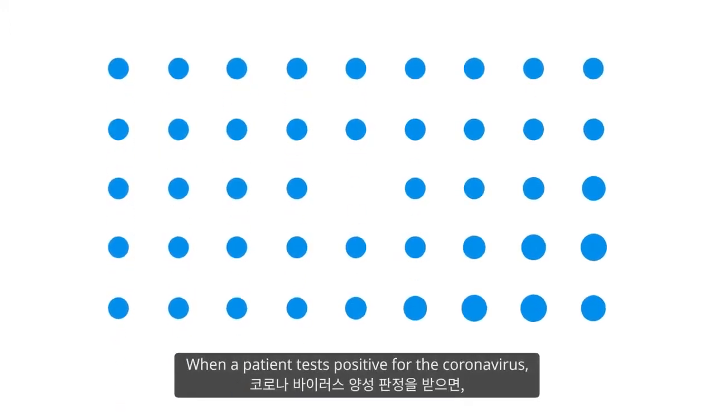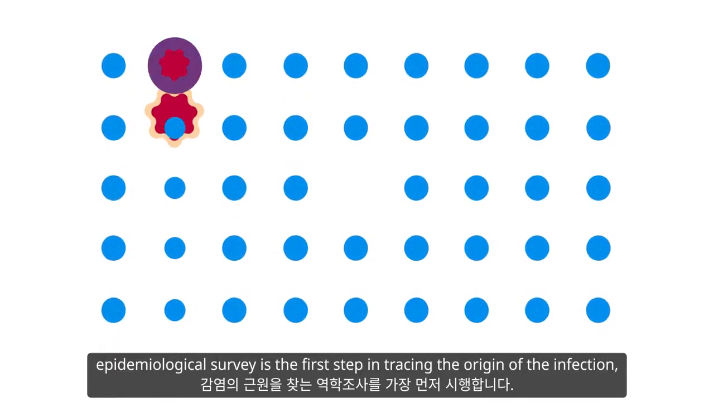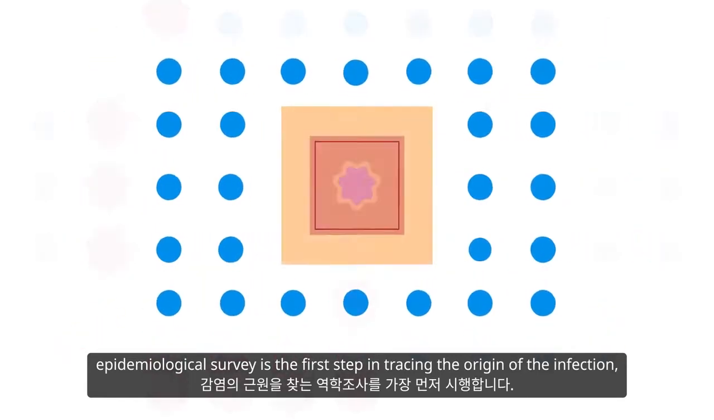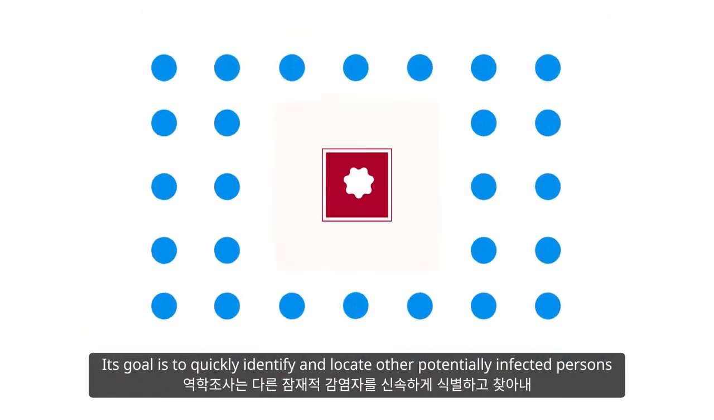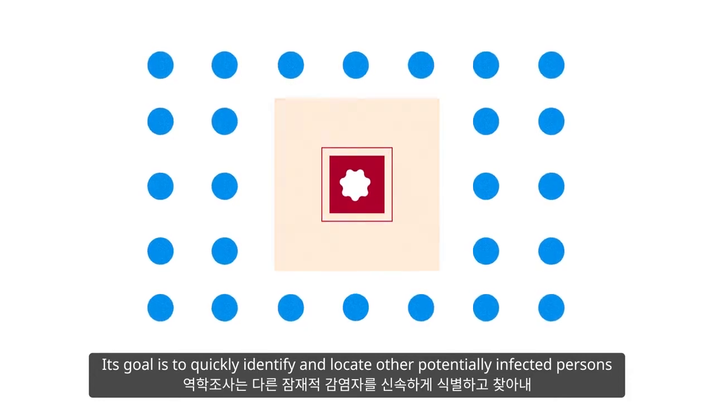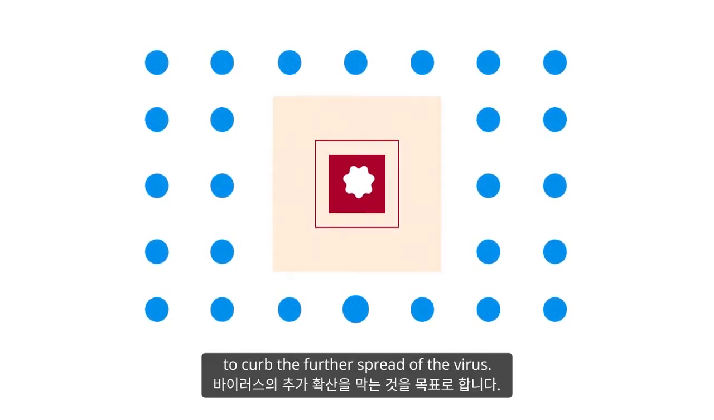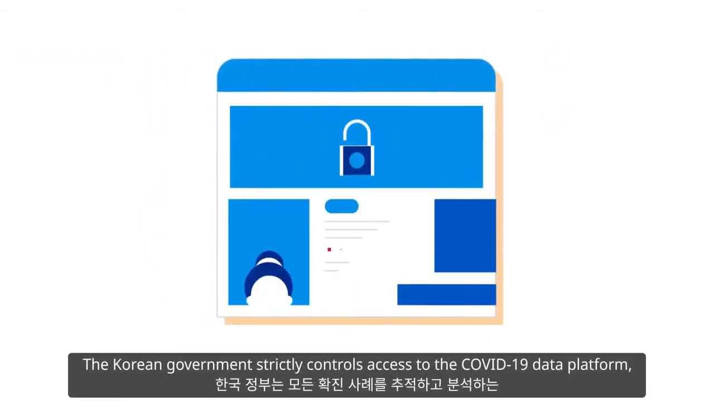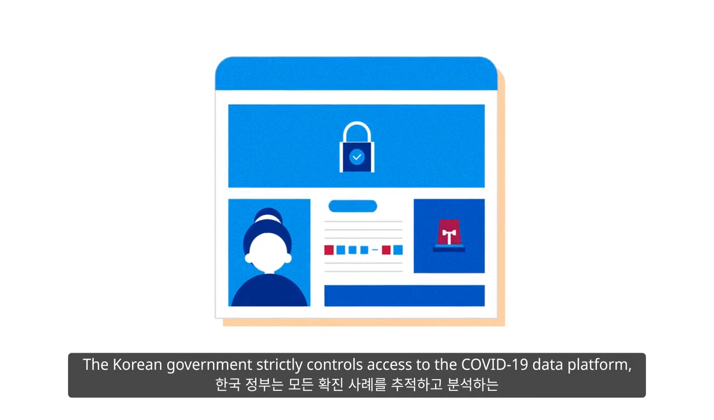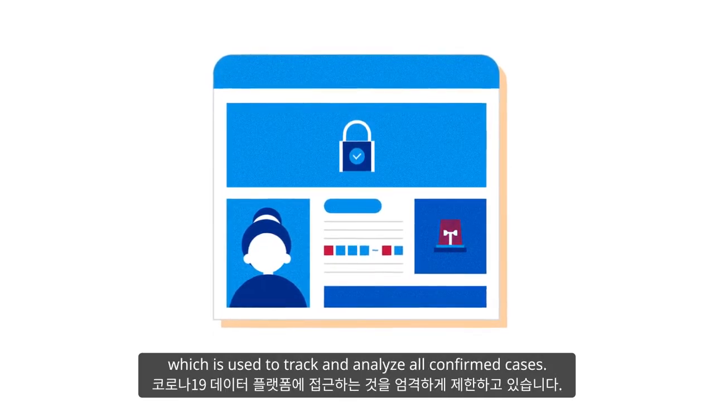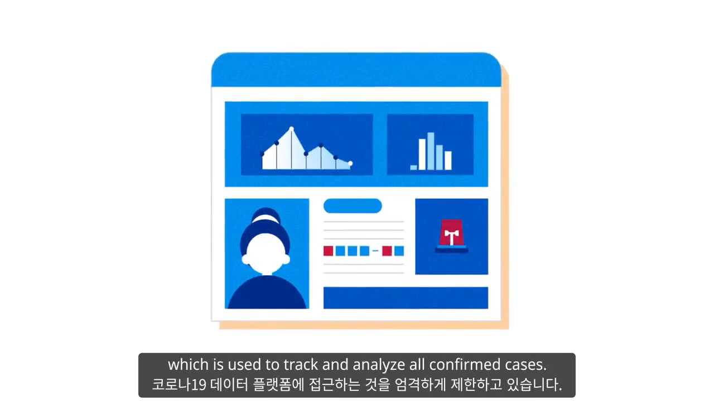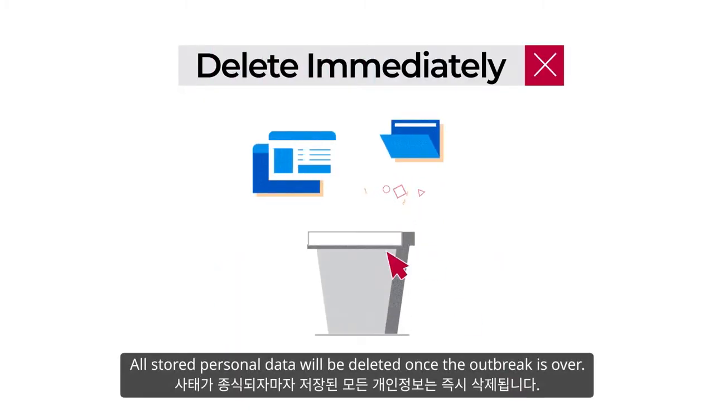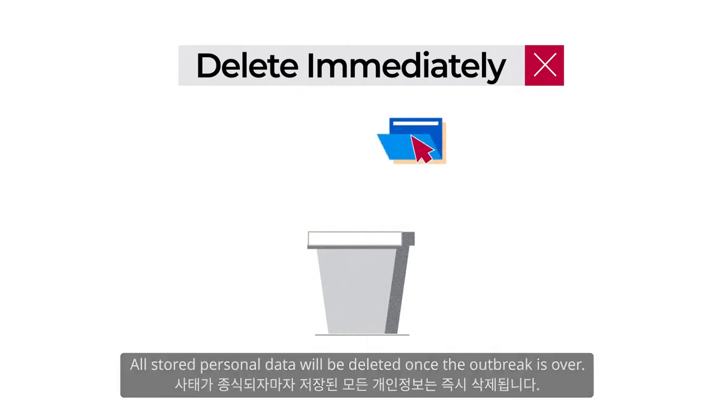When a patient tests positive for the coronavirus, epidemiological survey is the first step in tracing the origin of the infection. Its goal is to quickly identify and locate other potentially infected persons to curb the further spread of the virus. The Korean government strictly controls access to the COVID-19 data platform, which is used to track and analyze all confirmed cases. All stored personal data will be deleted once the outbreak is over.